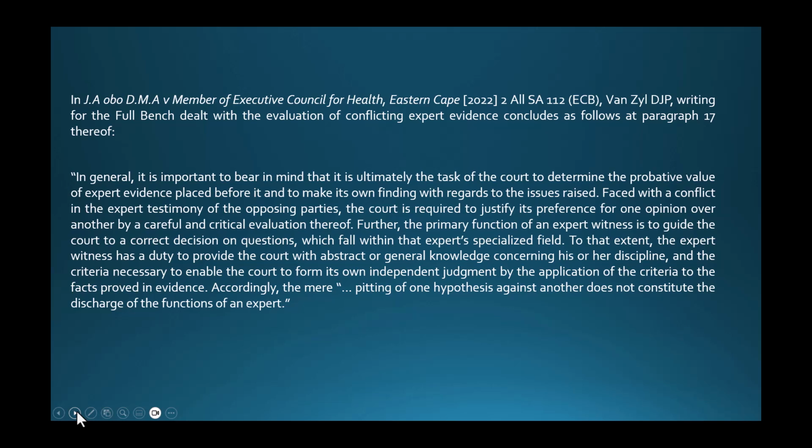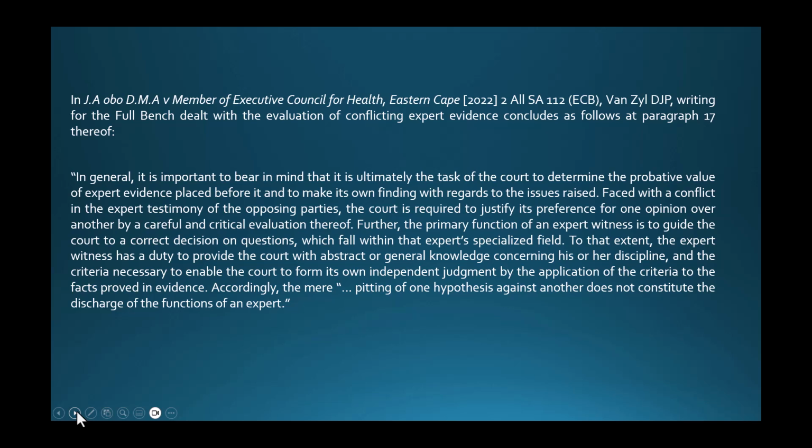Let's look at JA on behalf of DMA versus Member of Executive Council for Health Eastern Cape. Van Zyl, Deputy Judge President, writing for the full bench. In other words, this is a three-judge decision, so it has more weight because it's written by three judges. It dealt with the evaluation of conflicting evidence, and concludes as follows at paragraph 17 thereof. So this is now when you've got conflicting evidence between experts.